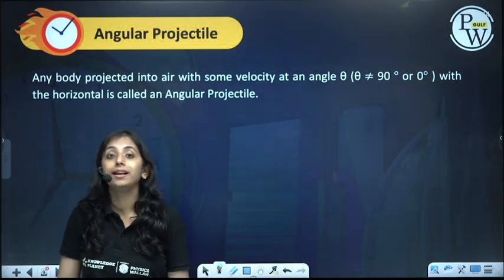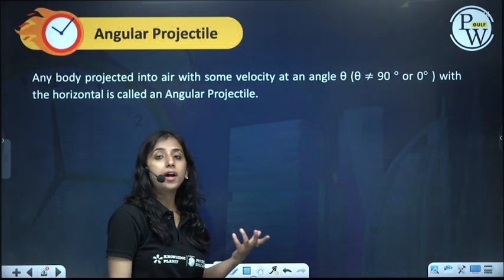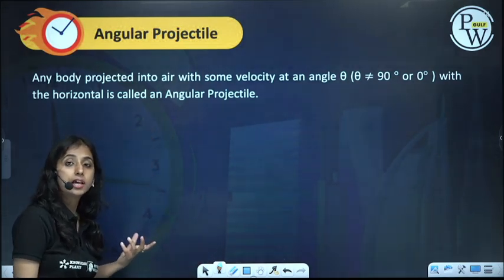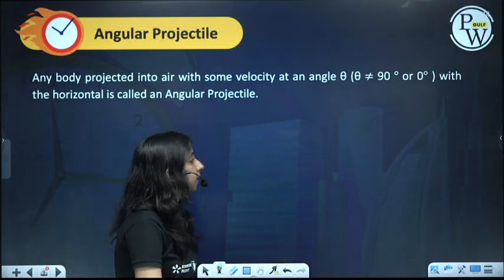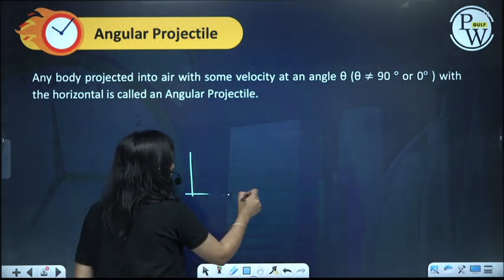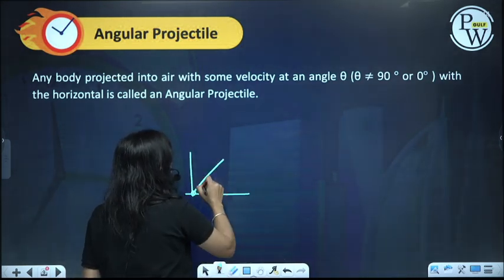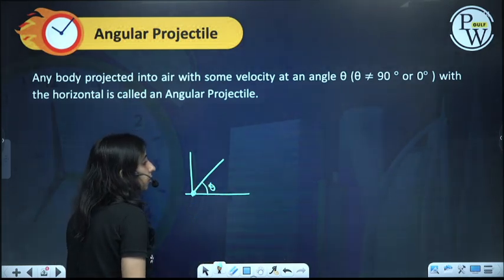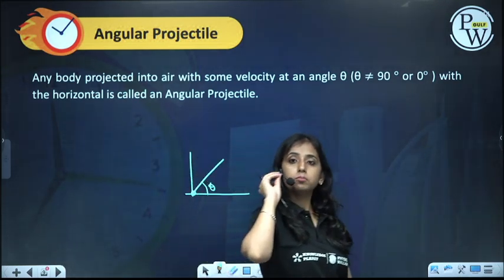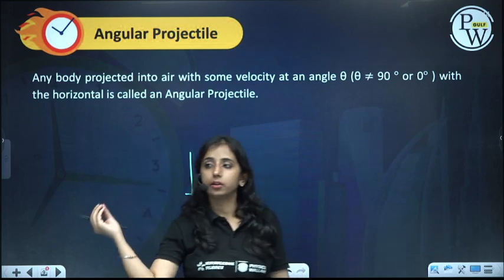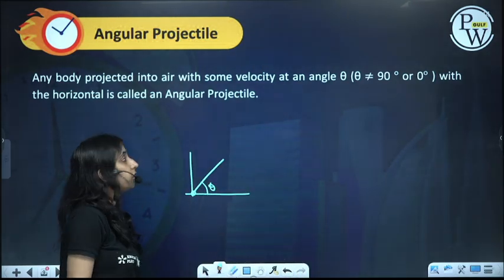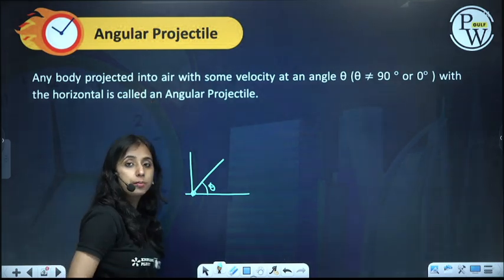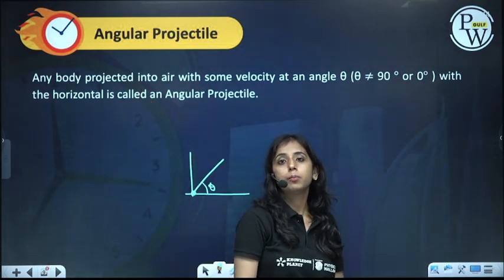Now a projectile can be of two types. One is angular projectile and the other is horizontal projectile. When we fire or project any object at some angle with the horizontal, like this, or like this, then the motion of such a projectile is called angular projectile.